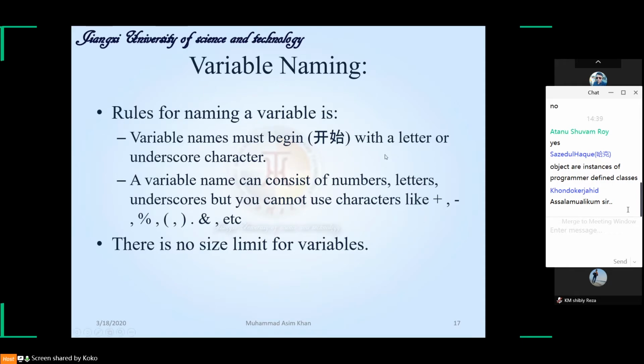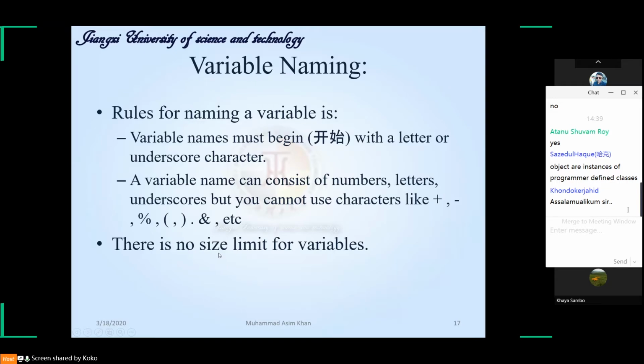A variable name must begin with a letter or underscore character. A variable name can consist of numbers, letters, and underscores, but you can't use characters like plus, minus, percentage, or reminder. These characters you can't use. You can use underscore, dollar, 1, 2, 3, 4, 5, 6, ABC. You can use this one, not this one.